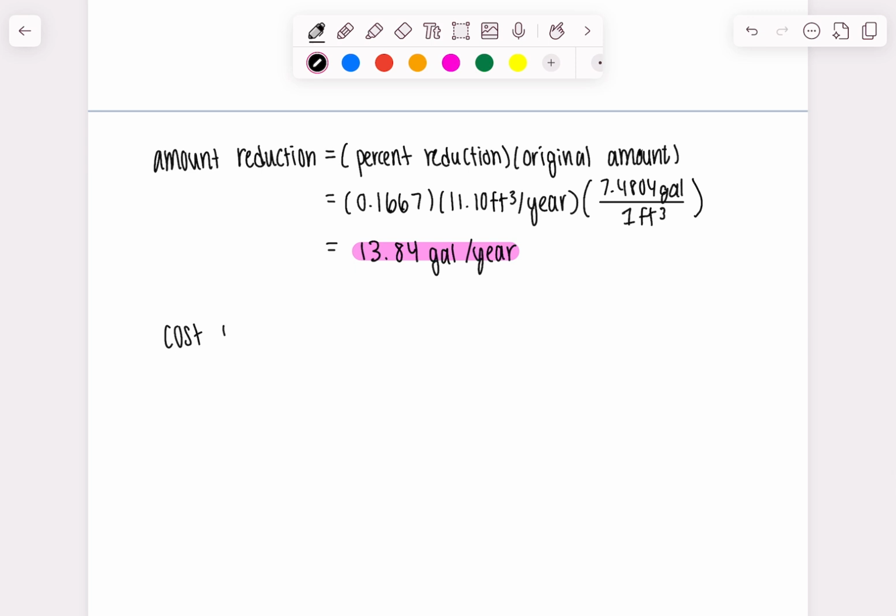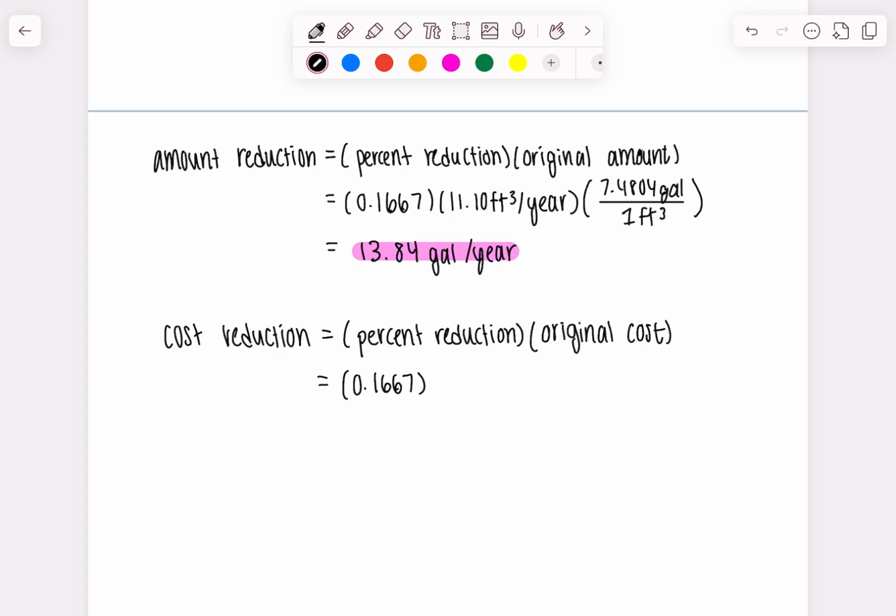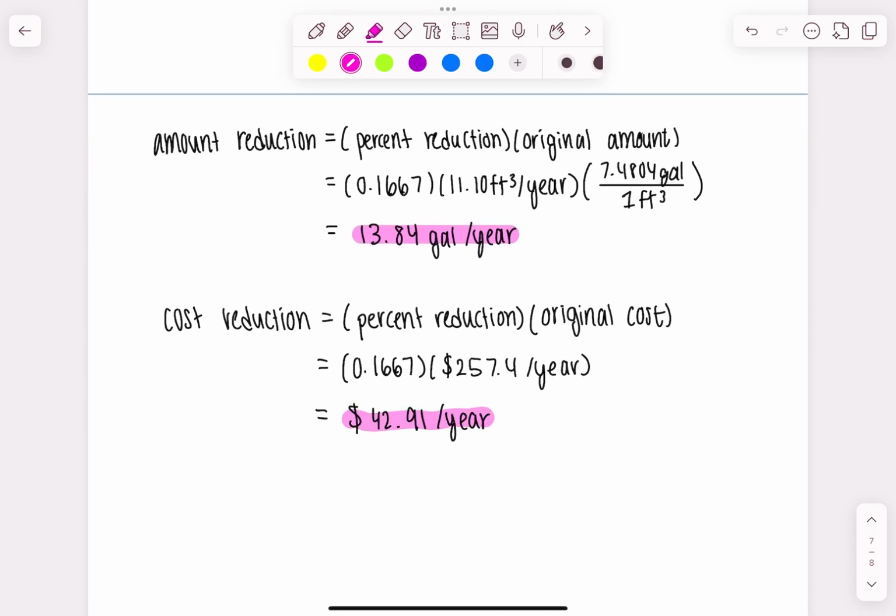And then our cost reduction is just going to be a very similar thing. That's going to be our percent reduction times our original cost, okay, and that's going to be 0.1667 times $257.4 per year, and that is going to give us a value of $42.91 per year. So that is how much we are saving in fuel per year, again, just by reducing the area.